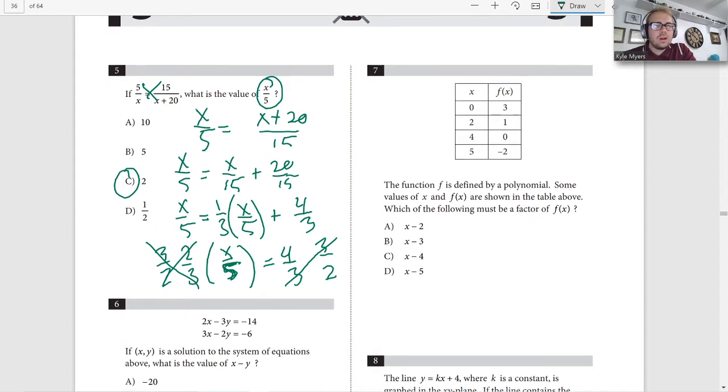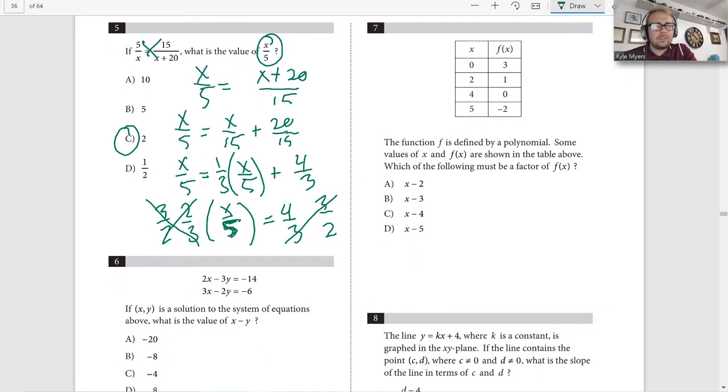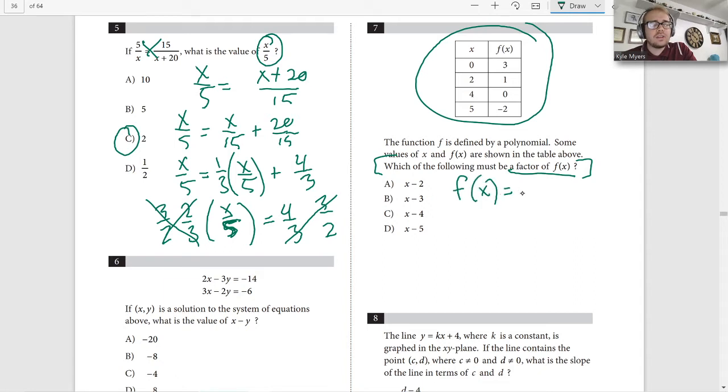All right, cool. Number 7. Function f of x. Which of the following must be a factor of f of x? So we have all this data here. Well, a factor just means something being multiplied. So it's either x minus 2, x minus 3, x minus 4, or x minus 5. So it's one of those, and I don't know which one it is, but it's one of them, right?